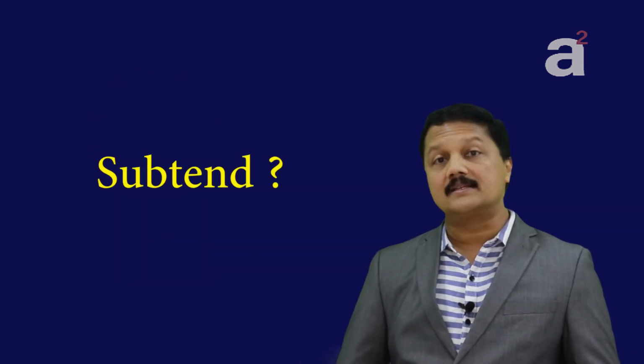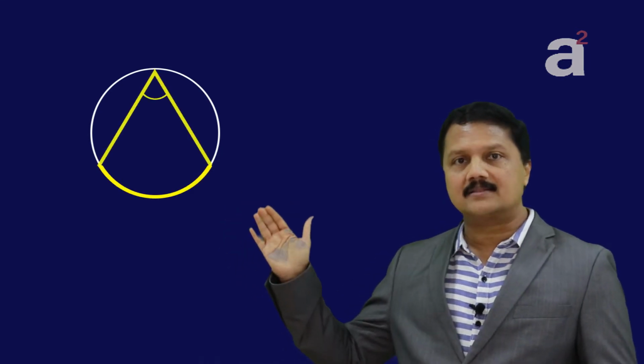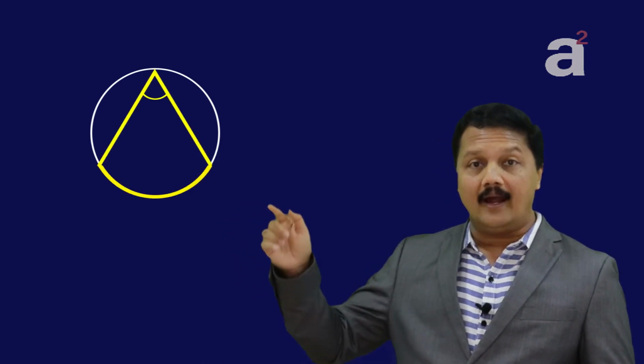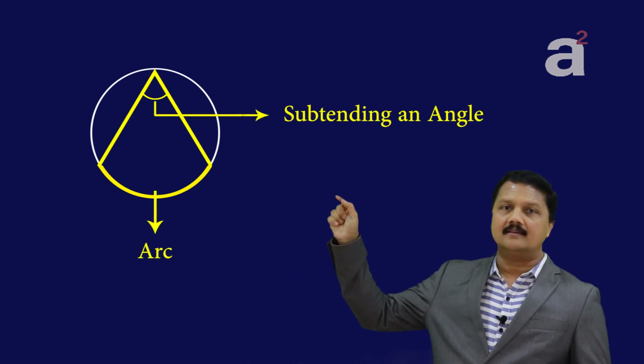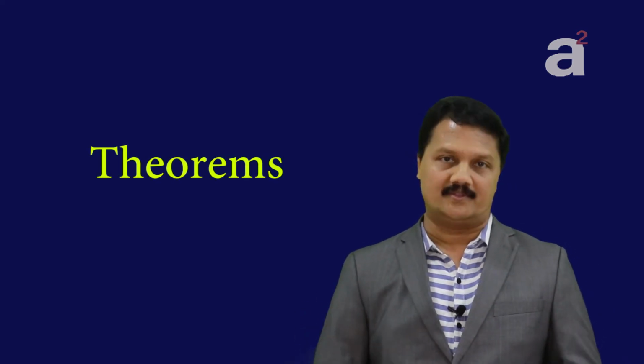What is called subtending an angle? In the figure you can see an arc is subtending an angle. That is, an arc is making an angle whose tip touches the other part of the circle. Now, let's see the theorems.